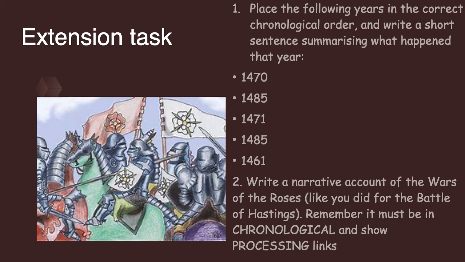And the second thing I want you to do is to write me a narrative account of the Wars of the Roses. Now, this is like you did for the Battle of Hastings. So if you remember, it has to be in chronological order, so it has to be in the order, time order, that it happened. And secondly, it must show those processing links. So the consequences, the results, this led to this, as a result of this, an outcome. Those words are really, really important.